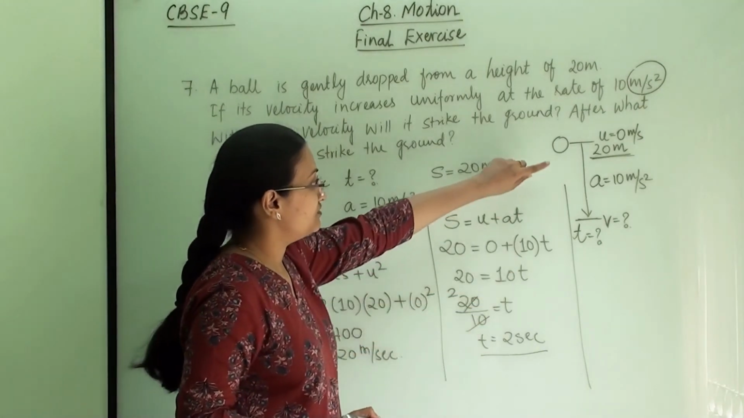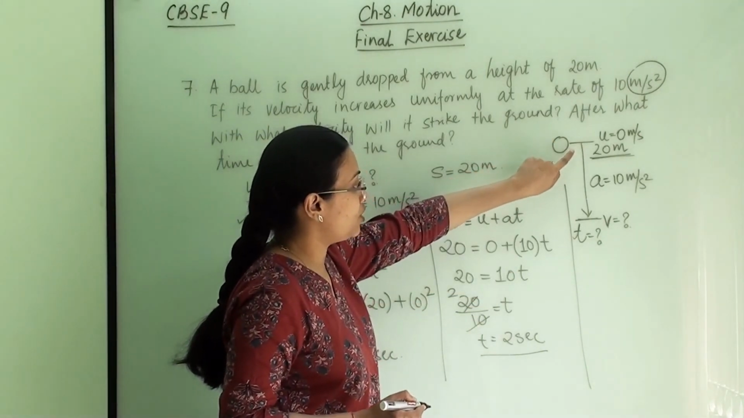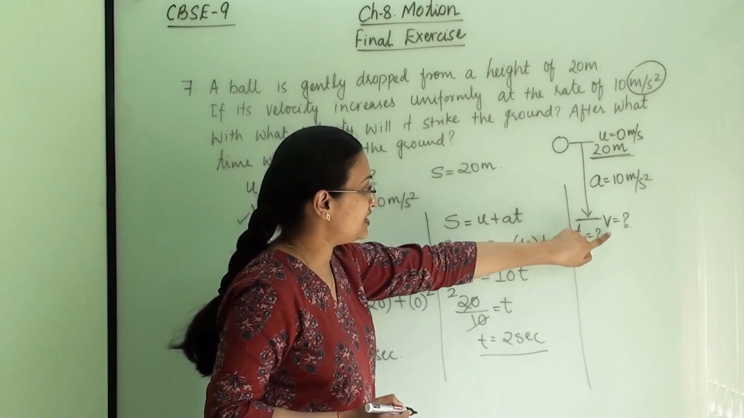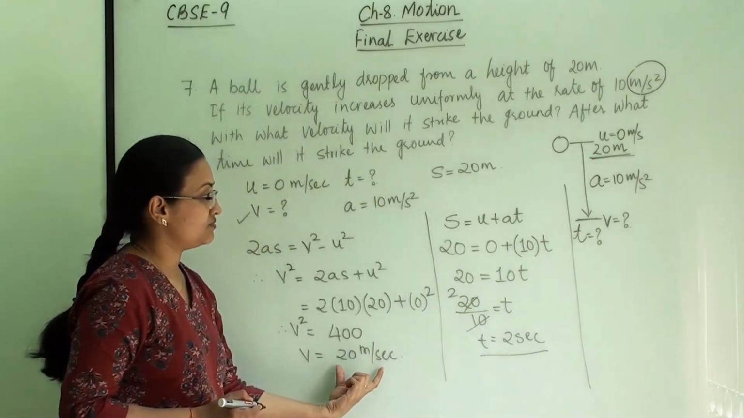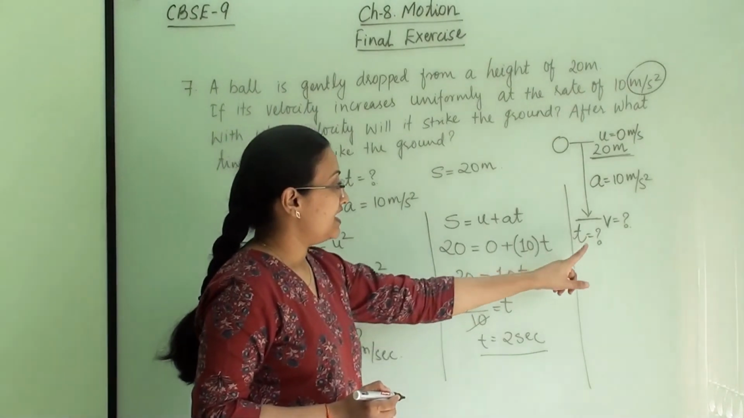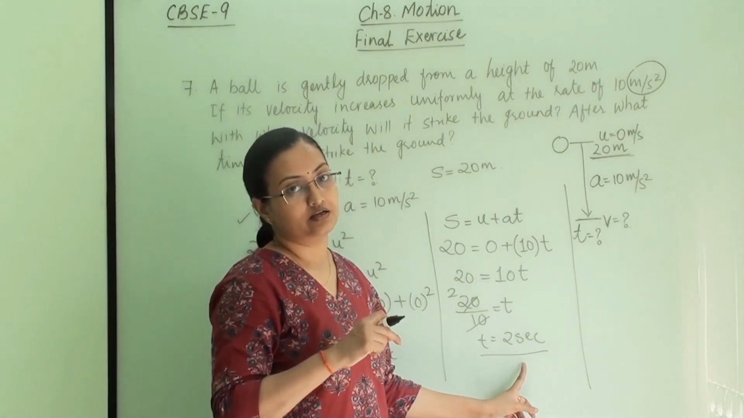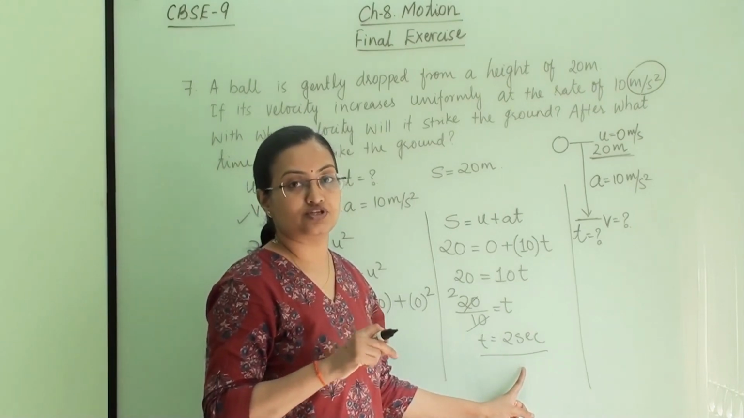So with this much acceleration, the ball we are gently dropping from 20 meter height will have 20 meter per second final velocity, and it will take 2 seconds to strike the ground. It will take 2 seconds to touch the ground.